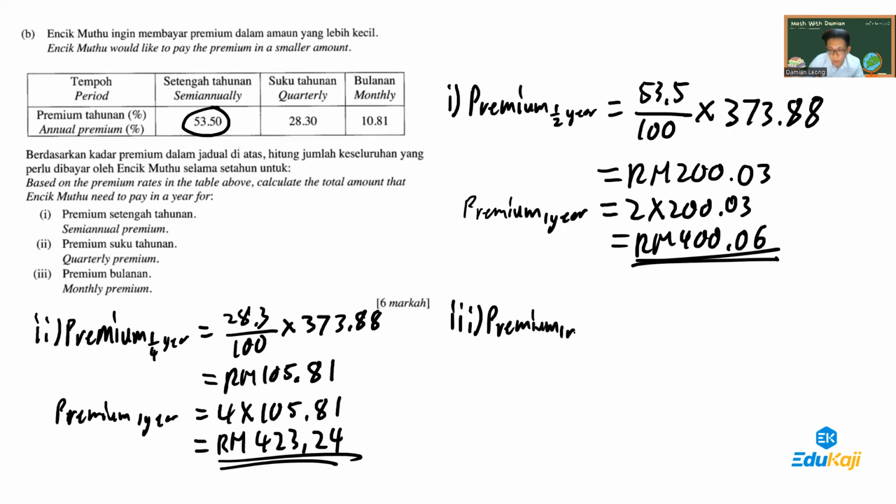Premium in 1 month, 10.81% times 373.88.